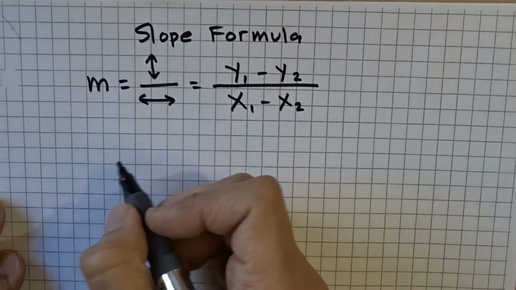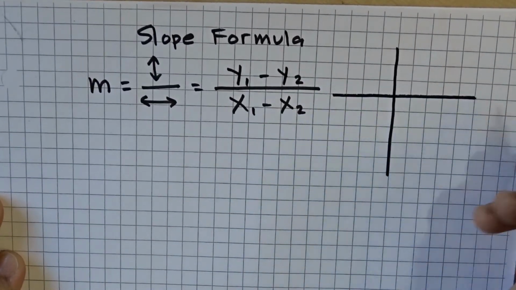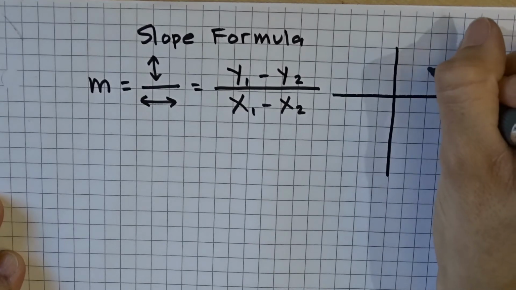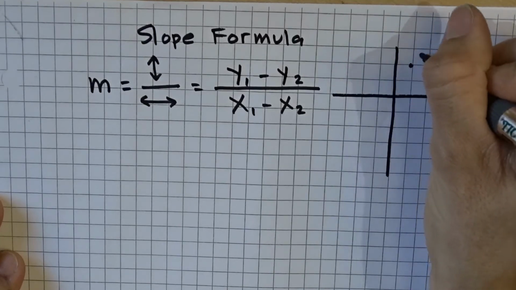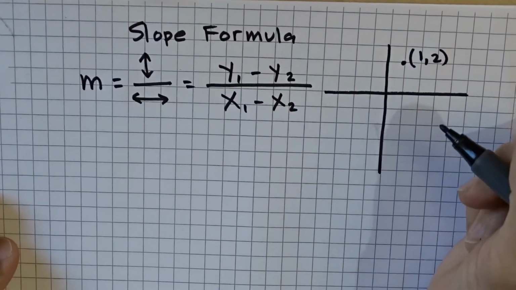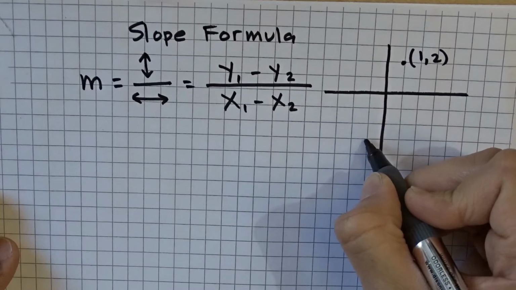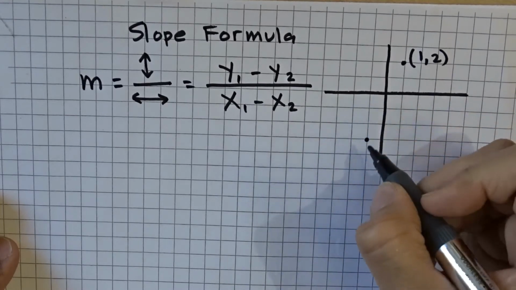So let's look at an example of this specifically. Say I have the point, let's say (1, 2). And then I have the point (-1, -3).